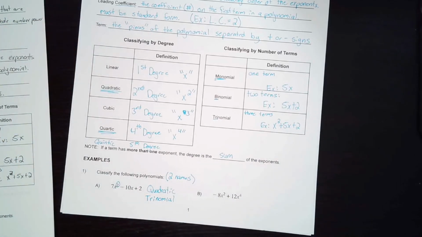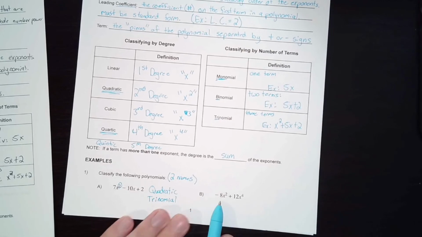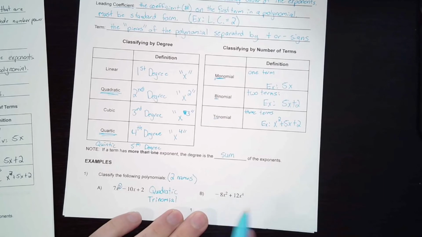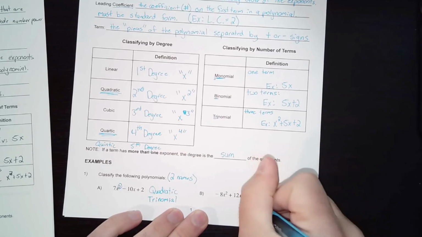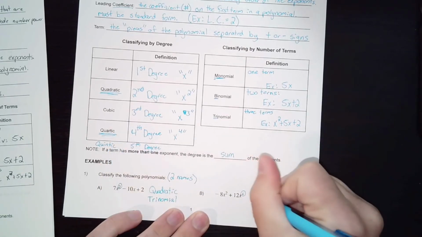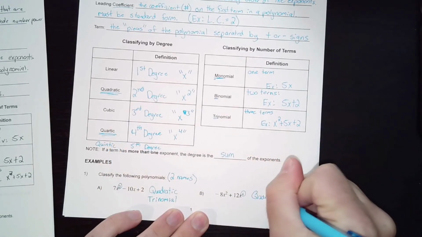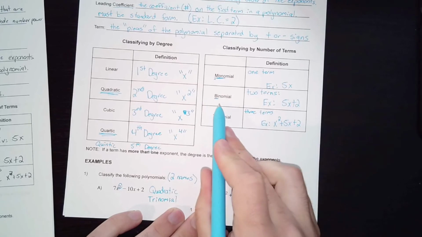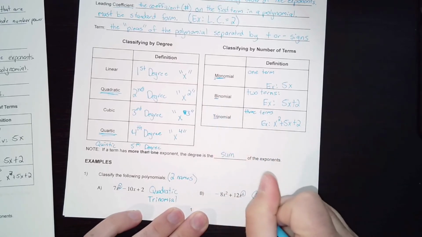Okay, let's go to B. B is not technically in standard form. A was. You could rewrite it in standard form if you want, or for what we're doing, you probably don't really need it. I'm looking for my highest exponent. That's the 4. Okay, so I'm doing degree 4, which is quartic. Be careful with that. In quadratic, 4 is quartic. And then finally, I have 2 terms here. So we use our 2 terms, which is binomial.